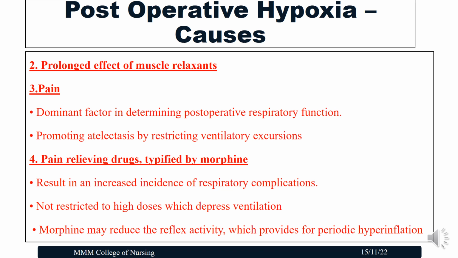And the third one is pain, which is a dominant factor in determining postoperative respiratory function, which will promote atelectasis by restricting ventilatory excursions. And the fourth one is the pain relieving drugs, which is typified by morphine, which results in an increased incidence of respiratory complications, not restricted to high doses which depress ventilation. So morphine may reduce the reflex activity which provides for periodic hyperinflation.